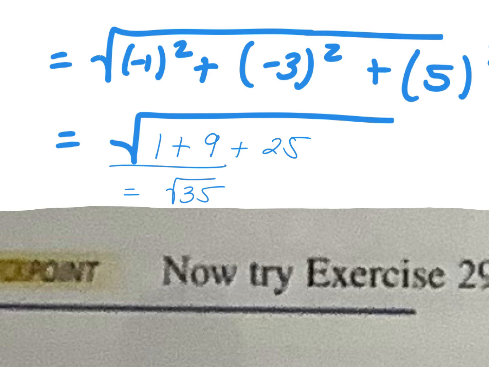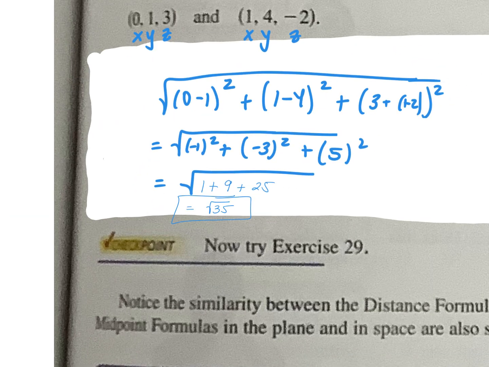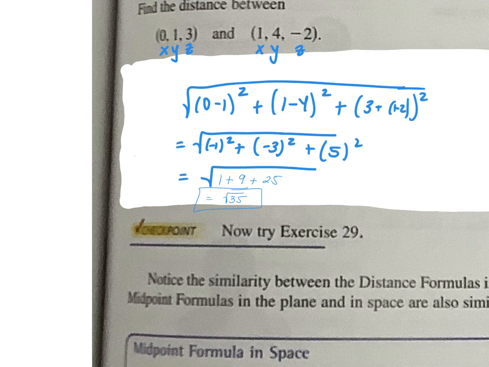So what is the distance between these 2 points? What is the distance between these 2 points in space? Root 35. If you can break it down, go ahead. You guys are not going to have a calculator. It's just going to be super basic mathematics. But this is nothing that you guys have never seen before, other than we're introducing an extra variable. All right? You guys okay with that?